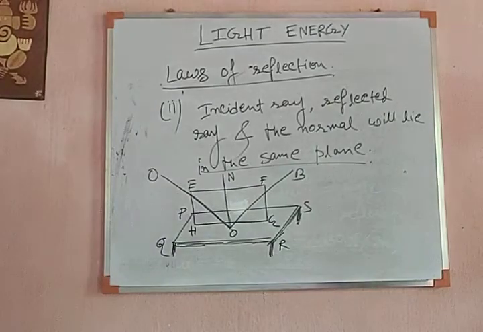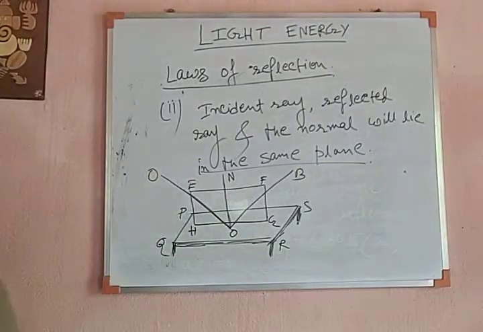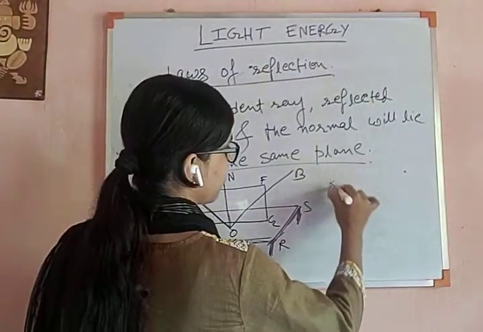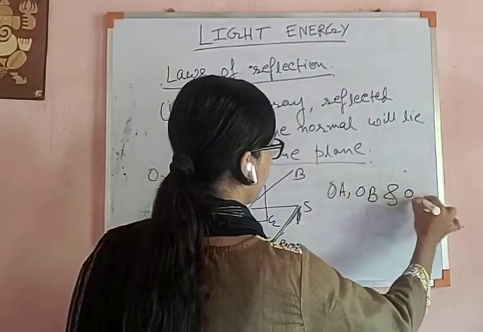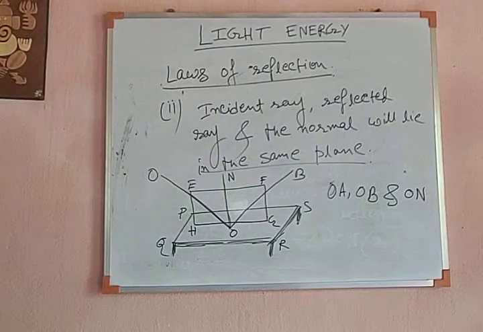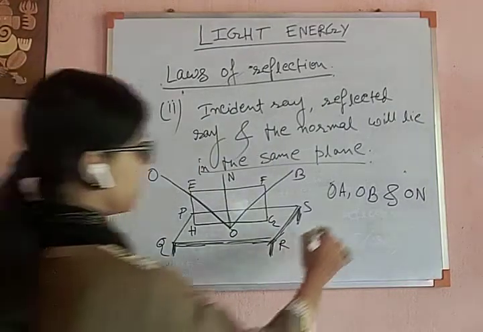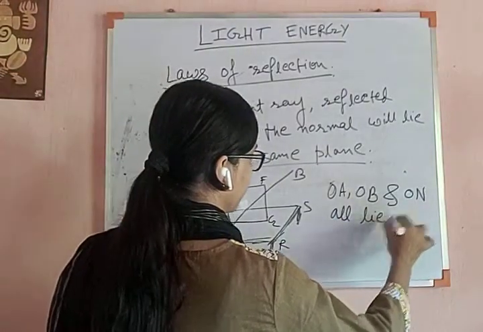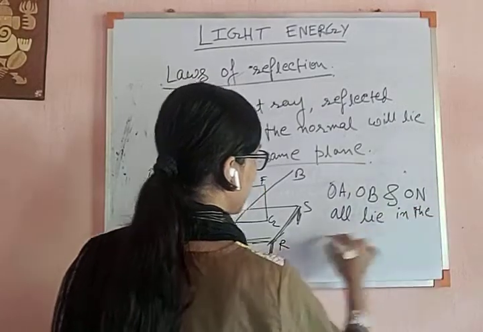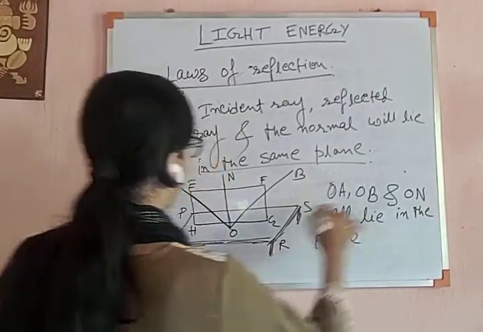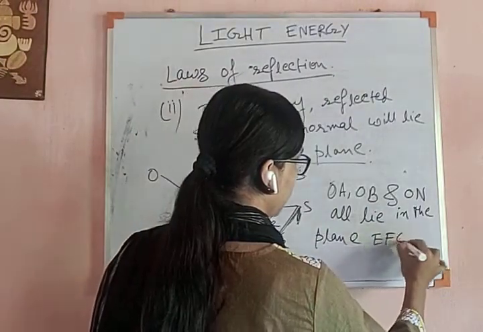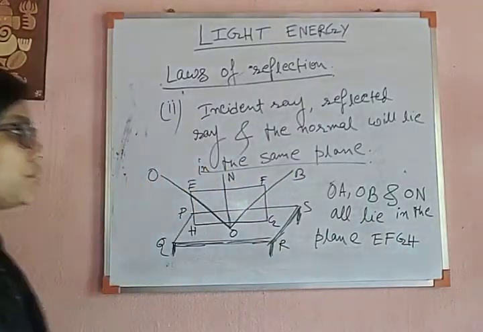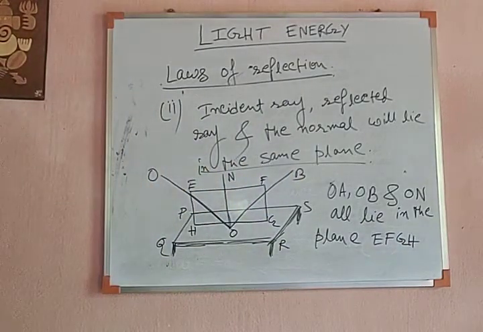So we can write here one line: OA, OB and ON all lie in the same plane, and the plane is EFGH. This is the laws of reflection.